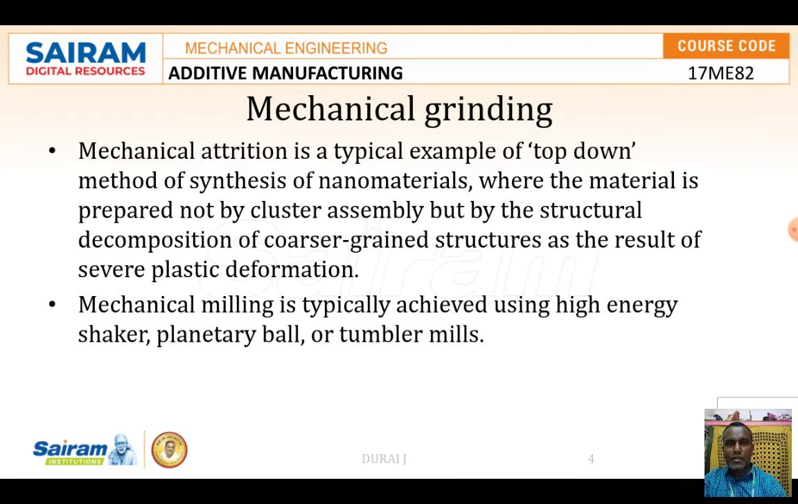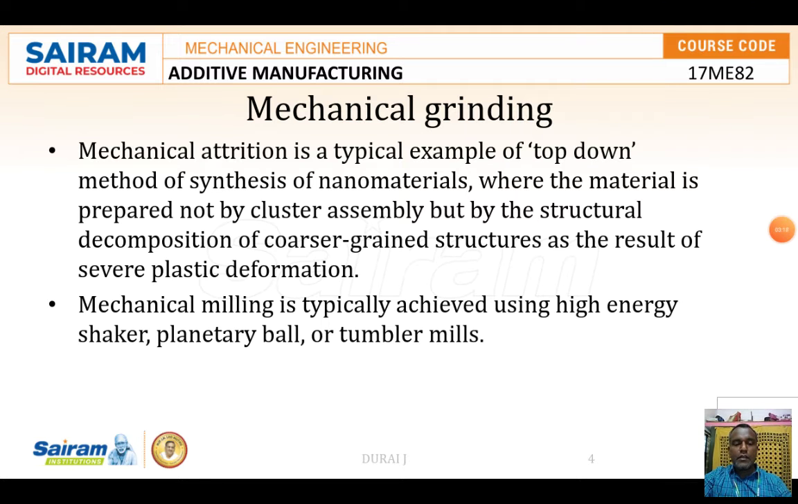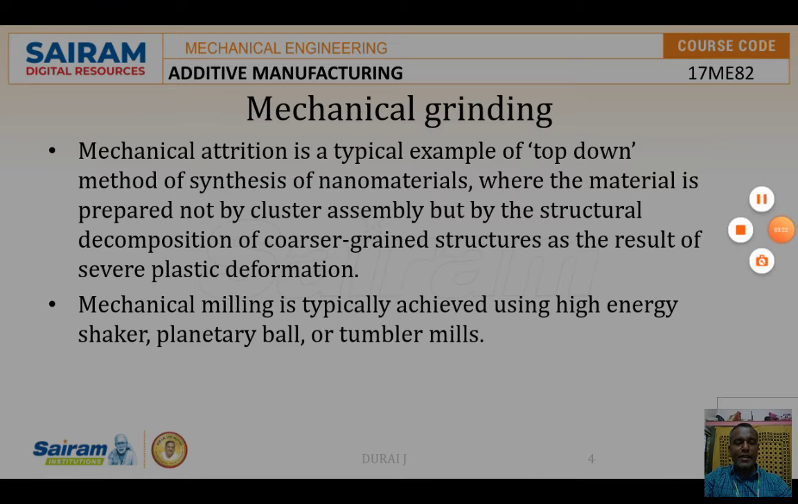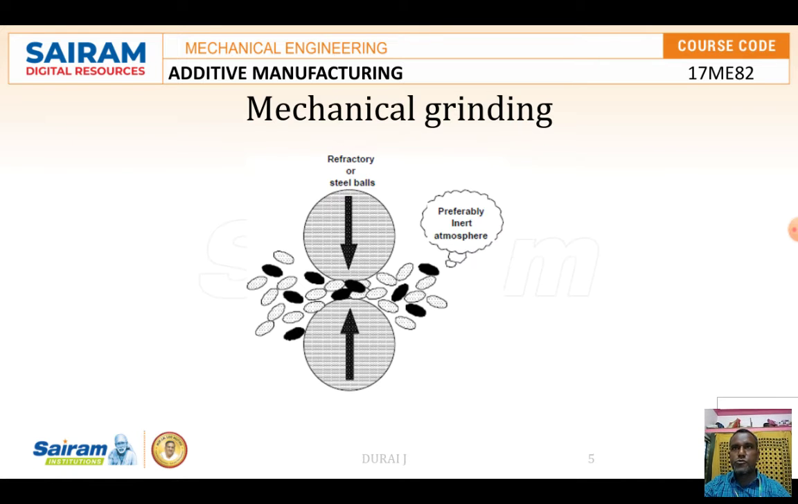In the mechanical grinding method, the material is prepared not by cluster assembly but by the structural decomposition of coarser-grained structure. As a result, severe plastic deformation takes place in the components. An example of mechanical grinding is the ball mill operation. Mechanical grinding is widely used to produce nanomaterials.